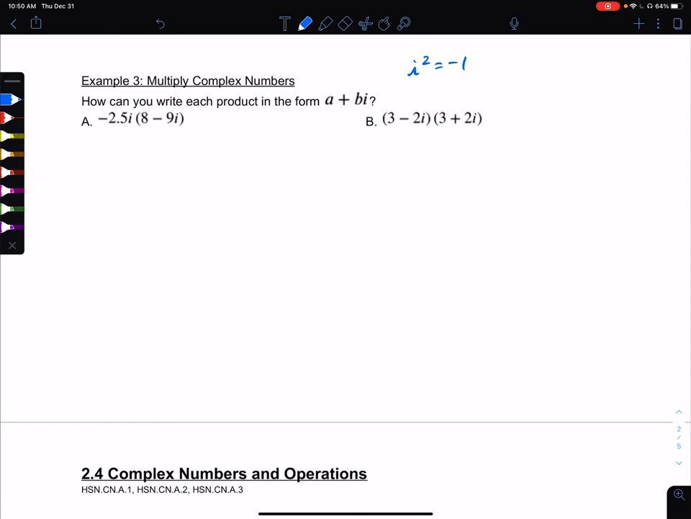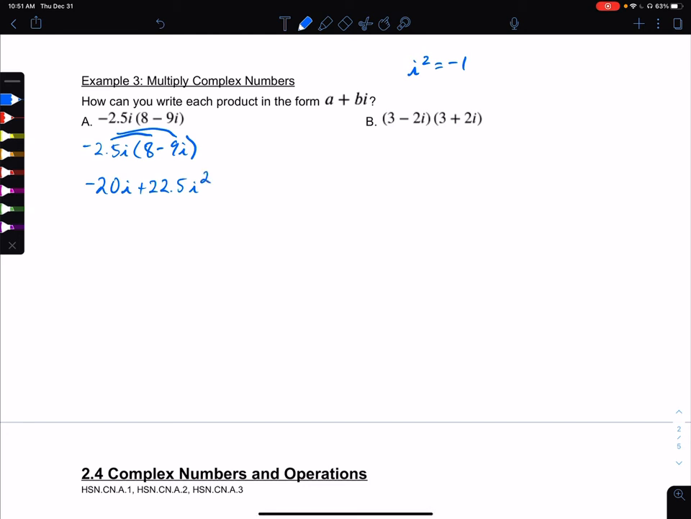So in part A, we're looking to distribute here. I'm going to rewrite this to give myself a little bit of space. We're taking this term and we are going to multiply that in. -2.5 times 8 would be -20. The i will come along there. And then -2.5 times -9 is going to be a positive 22.5. And then we have i times i, which is i squared.